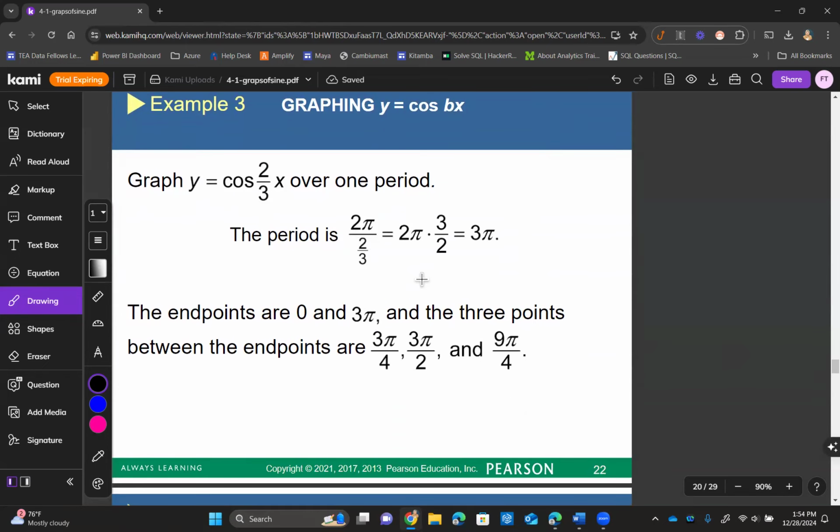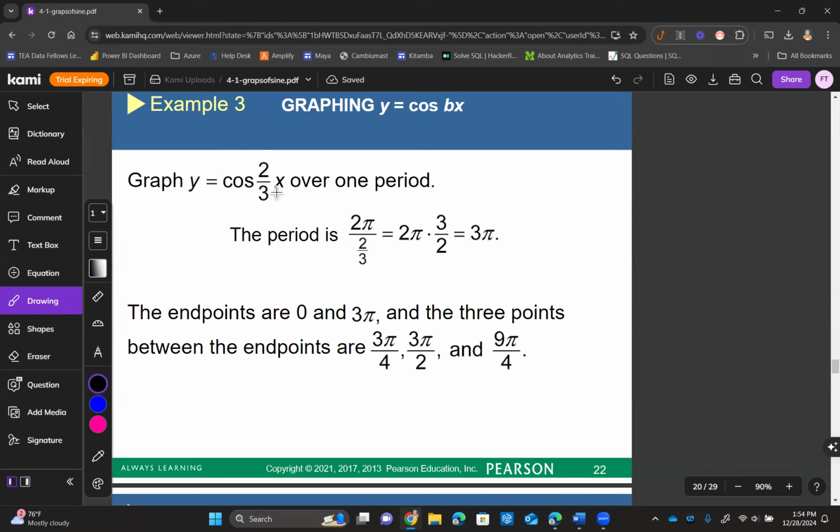If you look at our next example, we want to look at the graph for y equals cosine of 2 over 3x. So the b value here is 2 over 3. We're going to have to calculate our new period, so we divide 2 pi by the b value, in this case 2 over 3. Copy the first one, multiply it by the reciprocal of the other one. So the period is 3 pi.